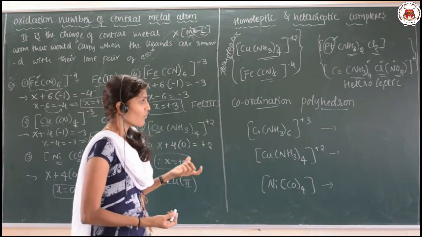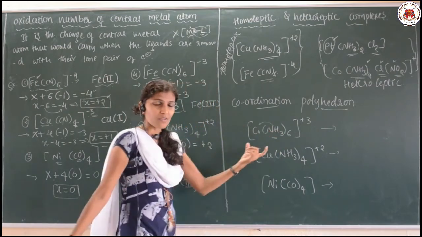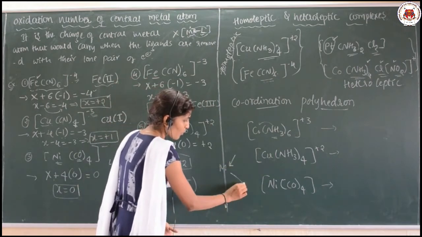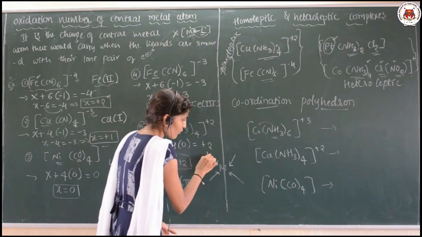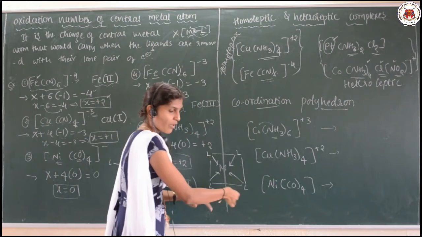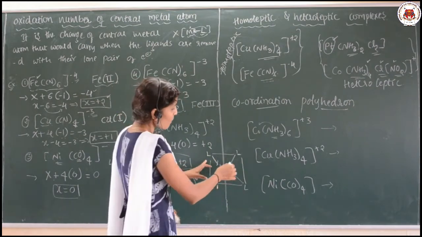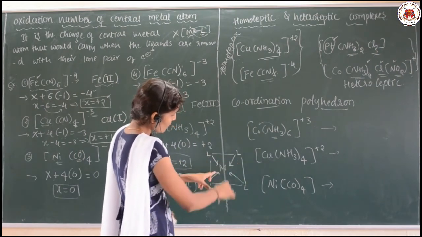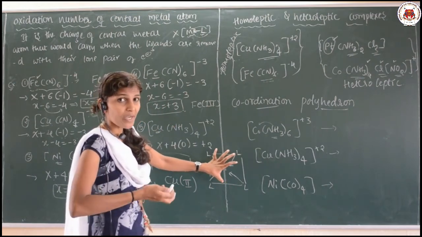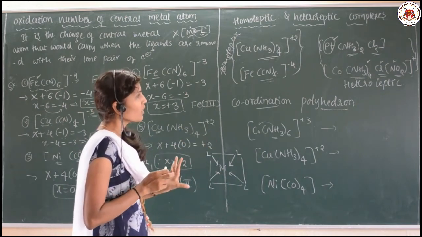It is the geometry. See here, as our ligands are surrounding the central metal atom, suppose the central metal atom is surrounded by 4 ligands like this, so what is the shape of this one? Square planar. Will you agree it is a square planar? Depending upon the arrangement of the ligands surrounding the central metal atom, it is going to give a geometry to the complex. That geometry is nothing but a coordination polyhedron.